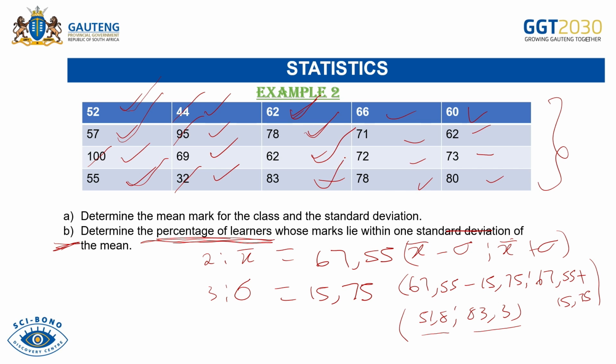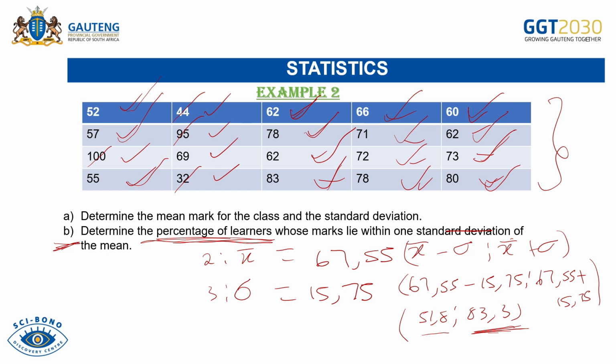83 is also in because we are looking for the values that are less than 83.3, and 83 is less than 83.3, right? So it means 83 is also included, and then 66 is also included. 70, 71, 72, 78, 60, 62, 63, and then 73, and then also your 18. So it means you'll have how many values here? You will have 1, 2, 3, 4, 5, 6, 7, 8, 9, 10, 11, 12, 13, 14, 15, 16.